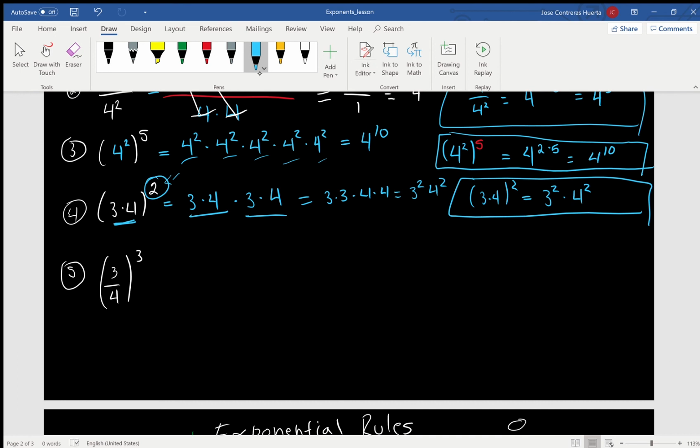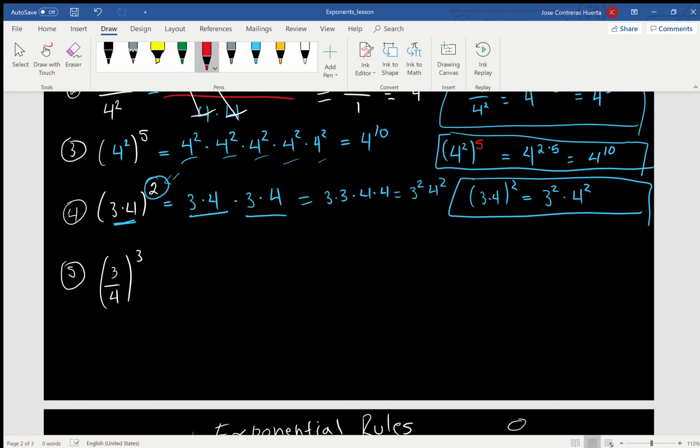So a common mistake that I see is students writing something like 12 to the 4th power. So they multiply the 3 and the 4, and then they add the exponents. That is totally false. That is not true because they do not have the same base.